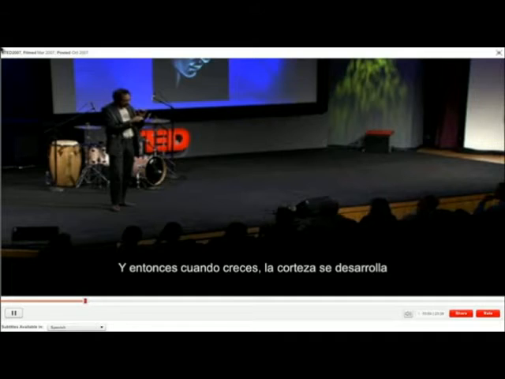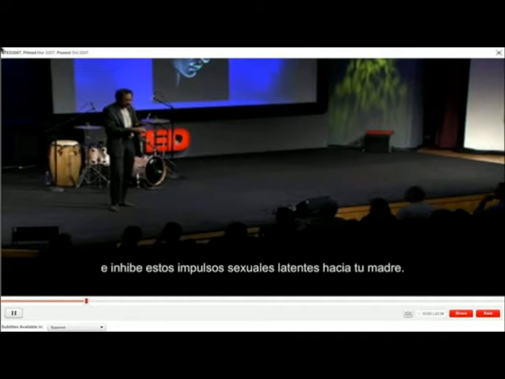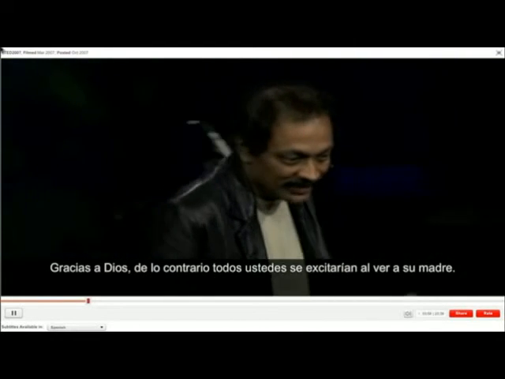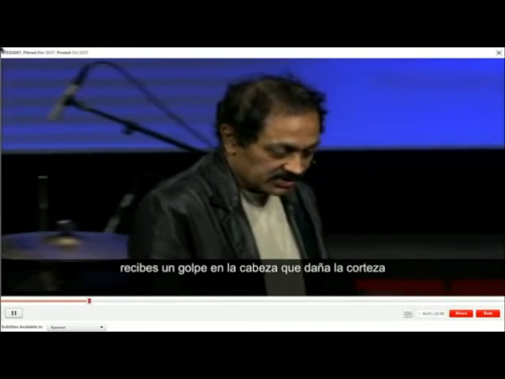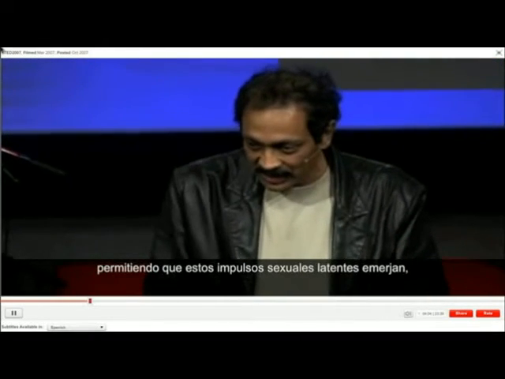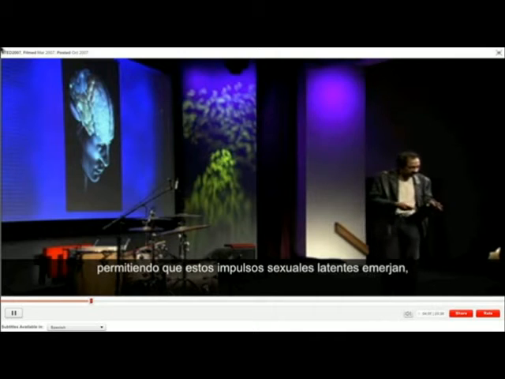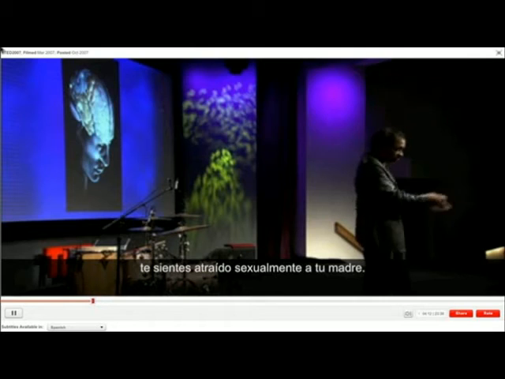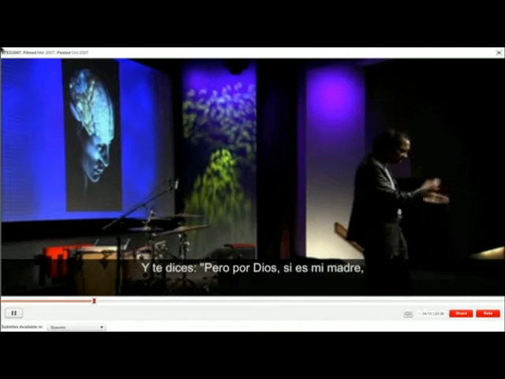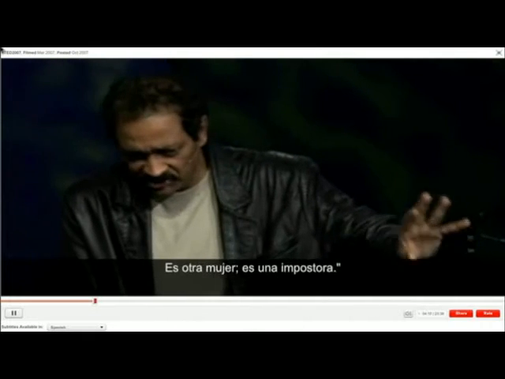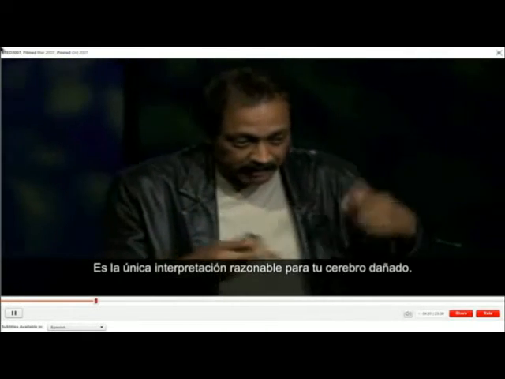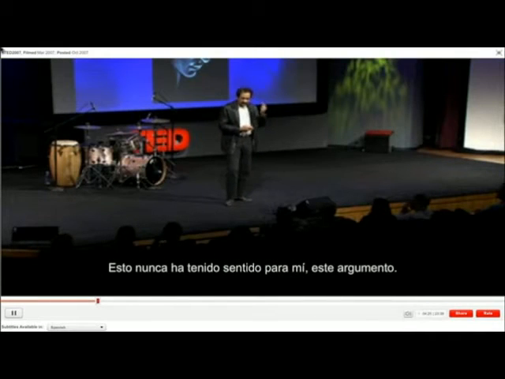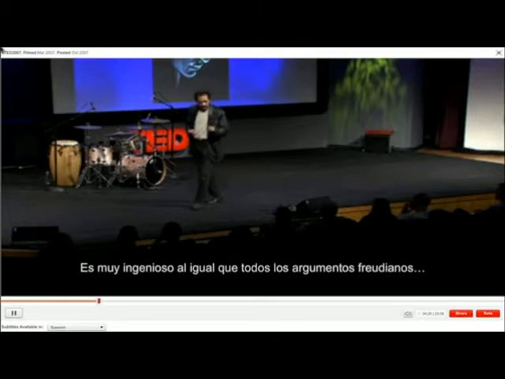And then as you grow up, the cortex develops and inhibits these latent sexual urges towards your mother. Thank God, otherwise we'd all be sexually aroused when you saw your mother. And then what happens is there is a blow to your head, damaging the cortex, allowing these latent sexual urges to emerge flaming to the surface, and suddenly and inexplicably you find yourself being sexually aroused by your mother. And you say, my God, if this is my mom, how come I'm being sexually turned on? She's some other woman, she's an imposter. It's the only interpretation that makes sense to your damaged brain. This never made much sense to me, this argument. It's very ingenious, as all Freudian arguments are.